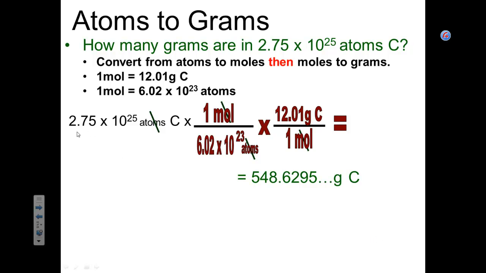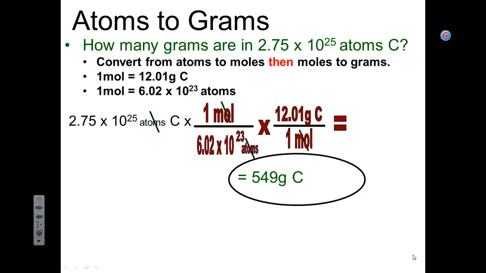Our starting value has only 3 significant figures, so we can only rely on our third significant figure. Looking one to the right, you'll see that's a 6, so the 8 rounds up to a 9, and we have 549 grams of carbon.